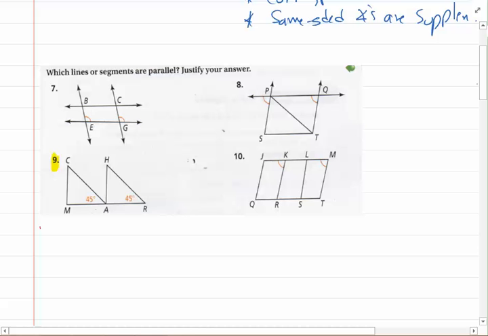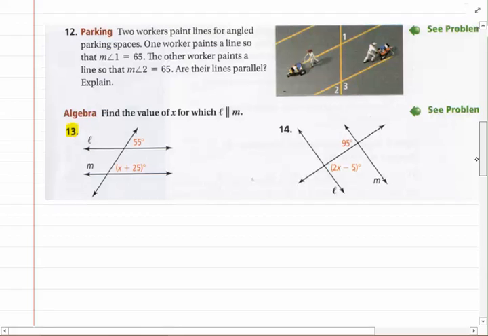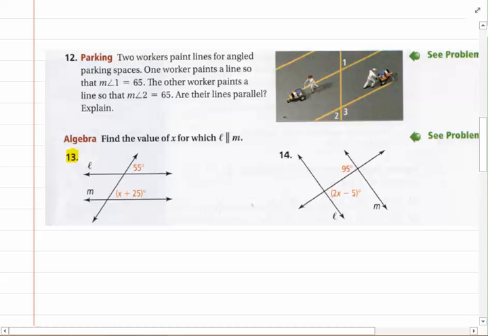Which lines or segments are parallel? Justify. We know that lines CM and HA have to be parallel because these two corresponding angles are congruent. So if you have two corresponding angles that are congruent, then the lines are parallel. Okay, let's move to number 13. Find the value of x for which these two are parallel.